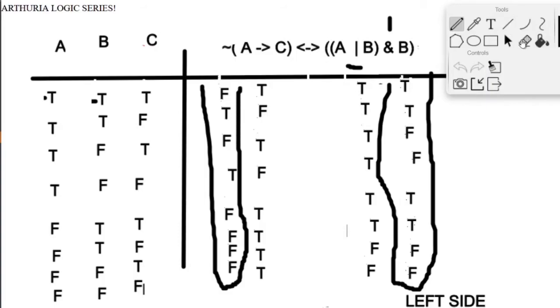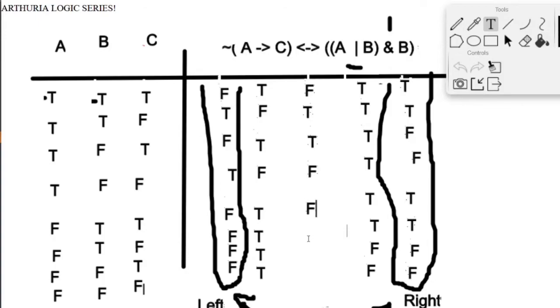So now would we just do the if and only if operation with those two columns? Yes, exactly. That's all you do. So now I just compare these two together using my if and only if operator. So I do FT, so that's what? False. TT is what? True. FF is true, because when they're both the same for an if and only if, it's true. When they're different, it's false.